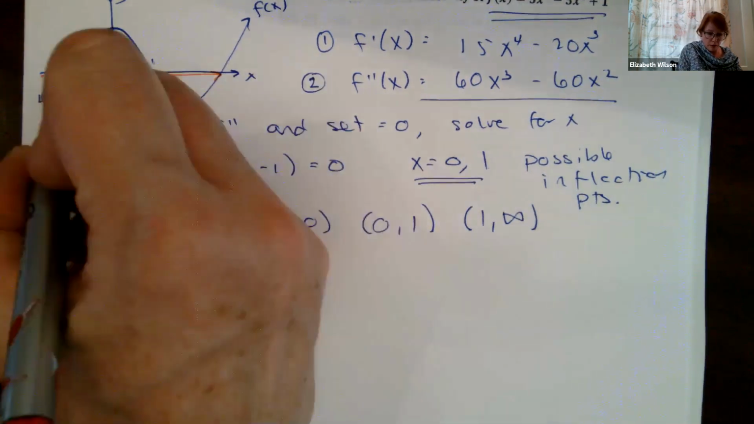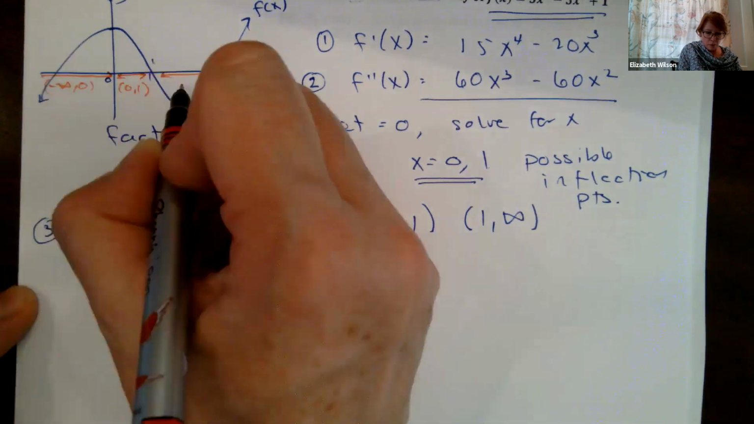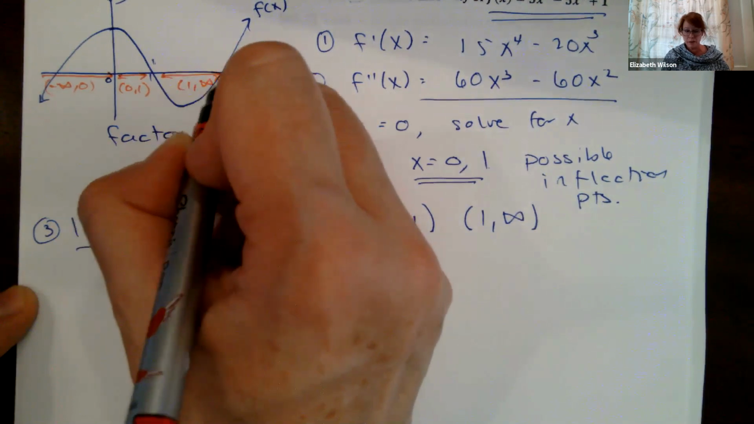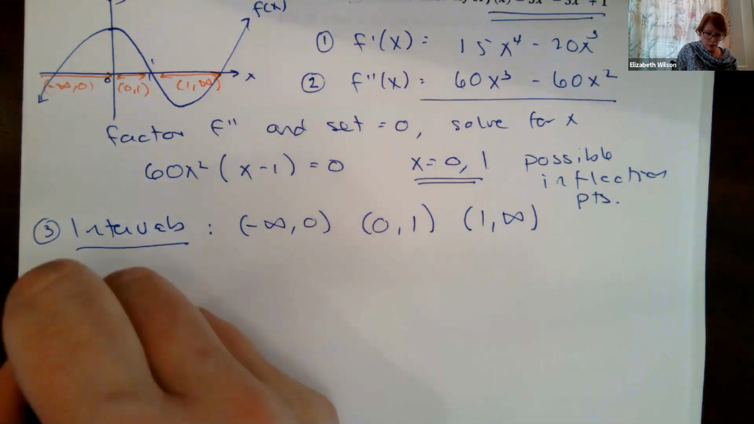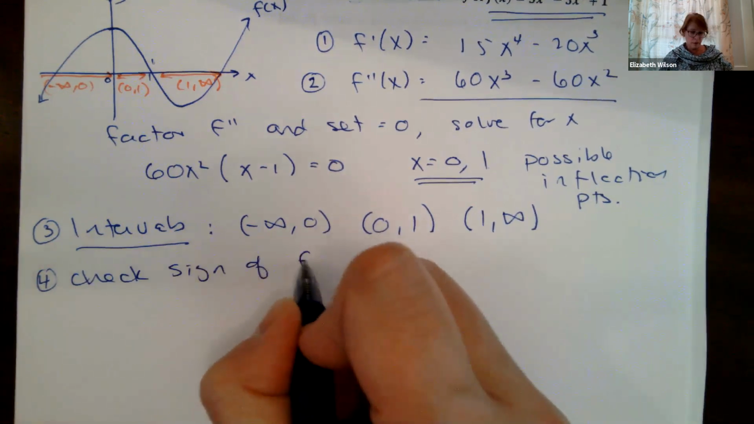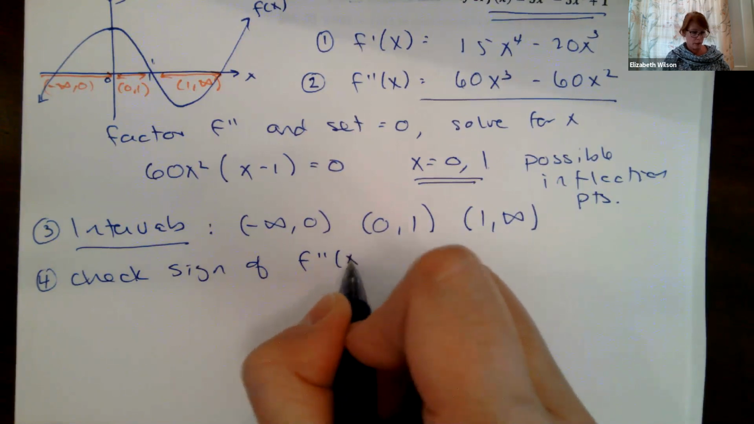So this is minus infinity to 0. This is 0 to 1. This is 1 to positive infinity. These are x intervals. I'm going to be checking values of x within here. Now I need to check the sign of my second derivative. So I'm going to set up a table. This is my work, how I used to show this.